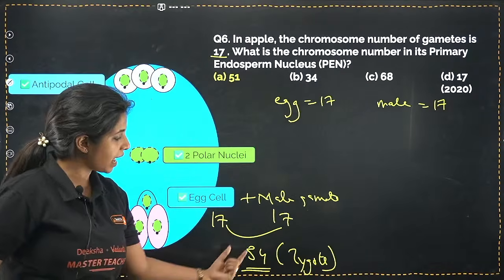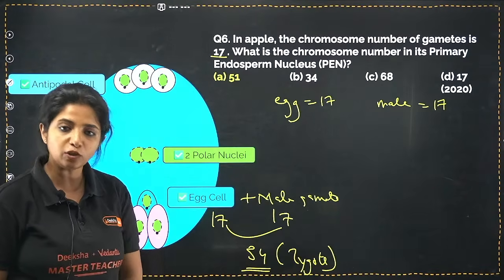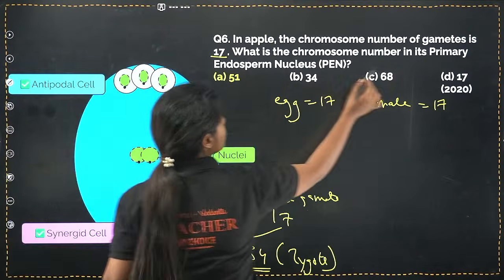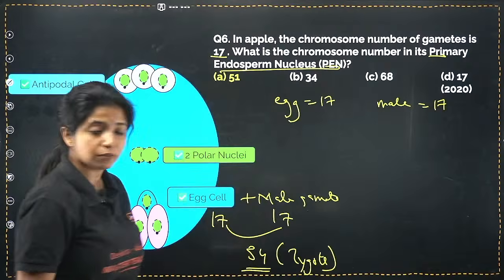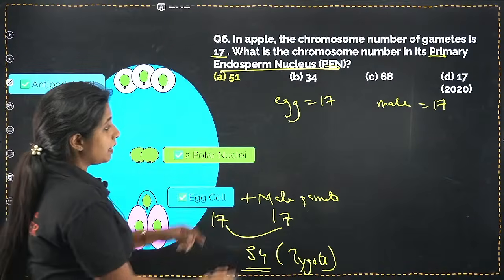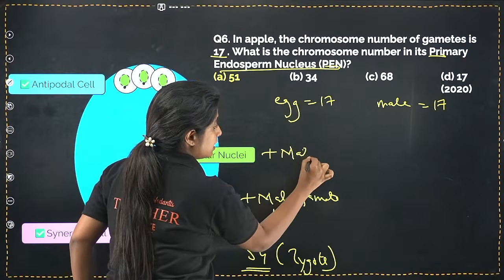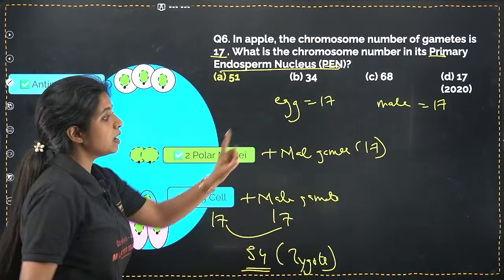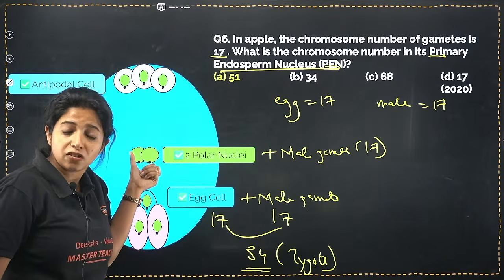You get zygote, and the zygote will be having 34 number of chromosomes out there. But you are not being asked about the zygote. You are being asked about the primary endosperm nucleus. How is that particular thing being formed? So the next male gamete which is there, which is also having 17 number of chromosomes, comes and fuses with the central cell.